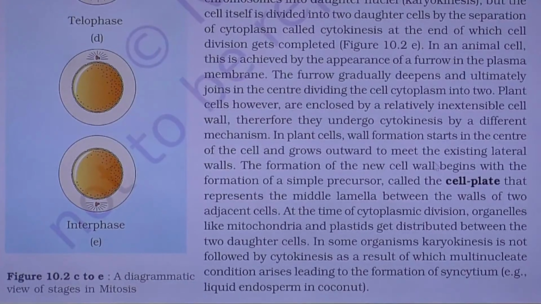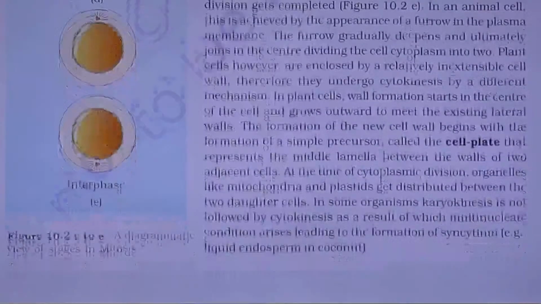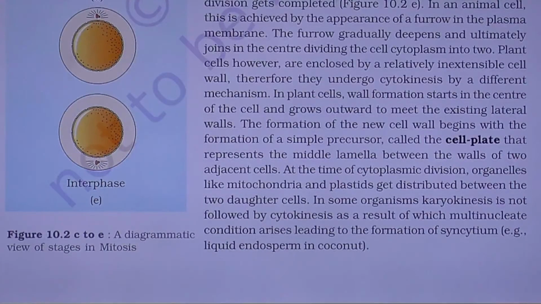In plant cell, wall formation starts in the center of the cell and grows outward to meet the existing lateral walls. The formation of the new cell wall begins with the formation of a simple precursor called the cell plate that represents the middle lamella between the walls of two adjacent cells. At the time of cytoplasmic division, organelles like mitochondria and plastids get distributed between the two daughter cells.